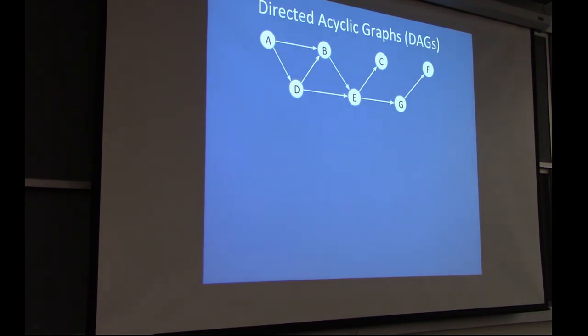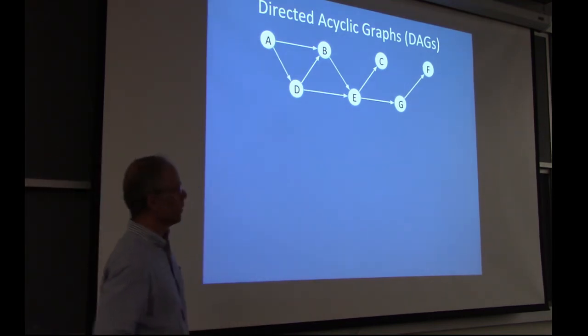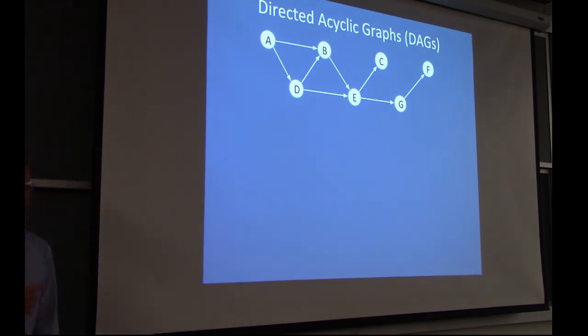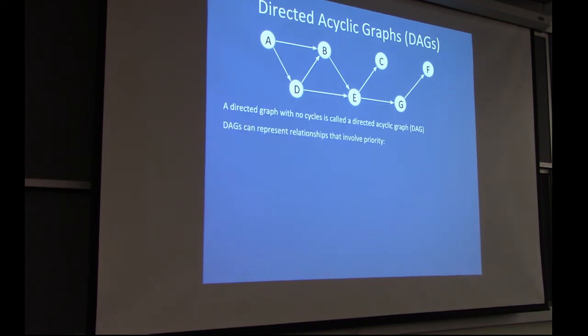Okay. Now, an important subcase of directed graphs are directed acyclic graphs. So those are graphs without cycles. In this one I've changed the edge from D to E to point in the other direction. So now this one is a DAG. It has no cycles. And they're used for priorities. We saw some examples before. You could model prerequisite chains with a directed acyclic graph.